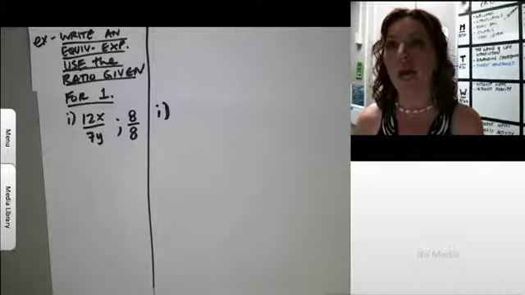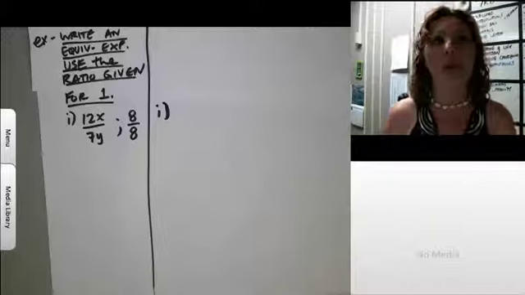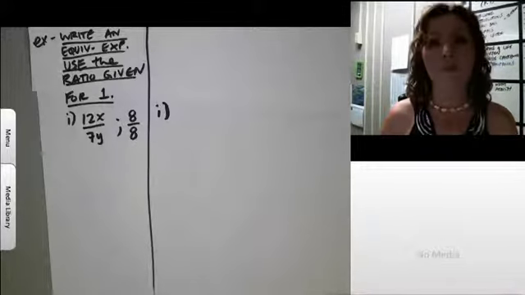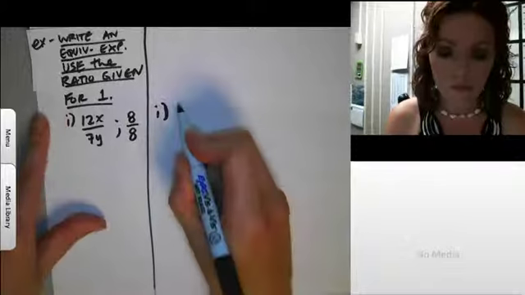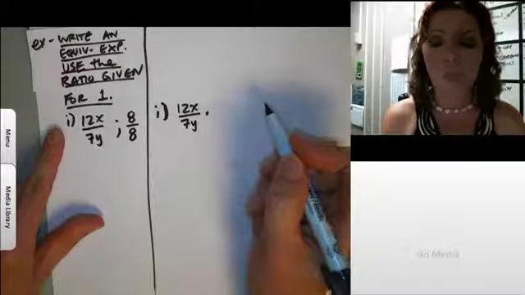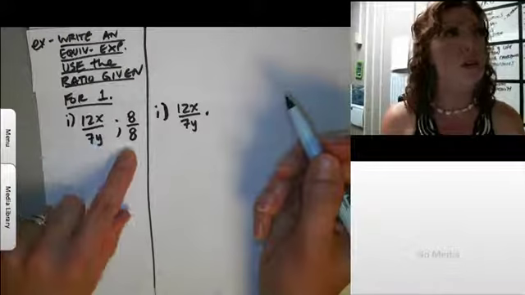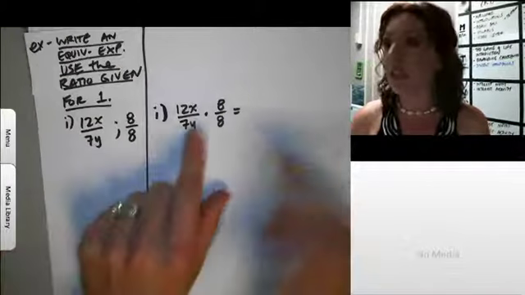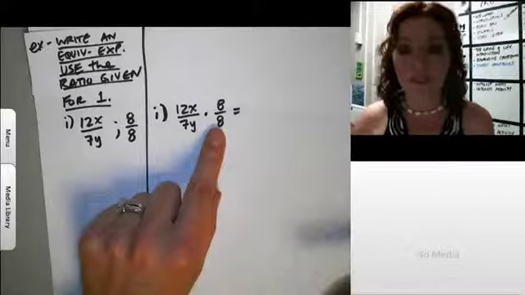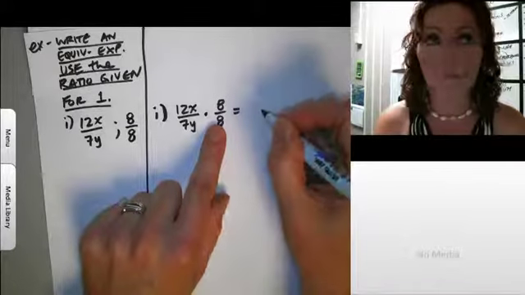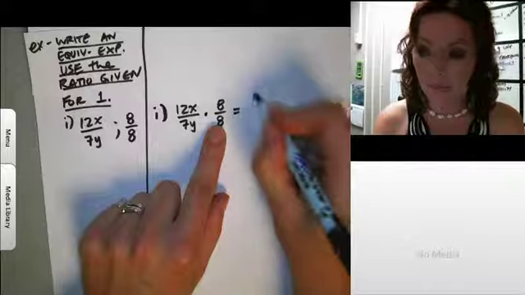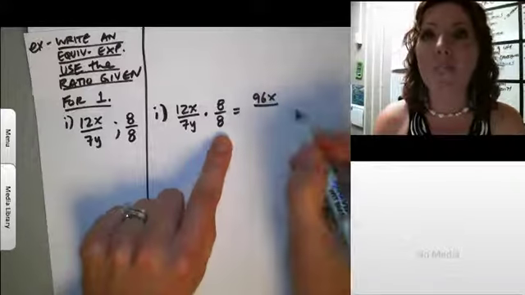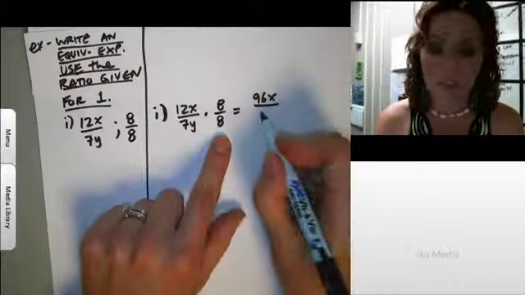Okay, so does anyone have any ideas about how we might approach this problem? Hannah, right? Good. Perfect. So what she said is we can take the 8 over 8 and multiply it by that fraction to get an equivalent expression. Very good. Okay, so 12x times 8, if we just literally multiply straight across, 12x times 8 is what? 96x. And 7y times 8 is 56y.